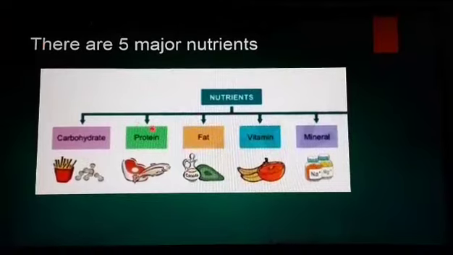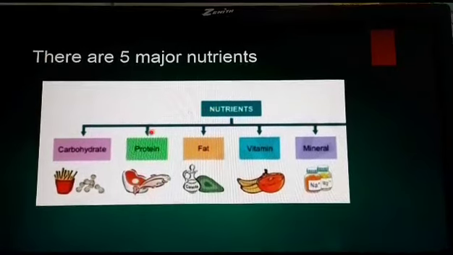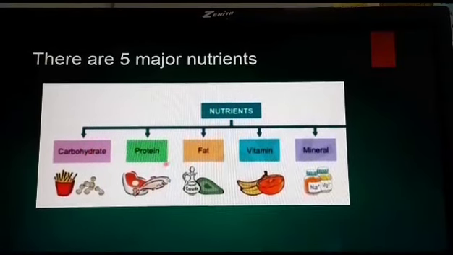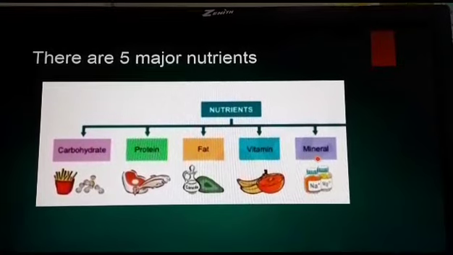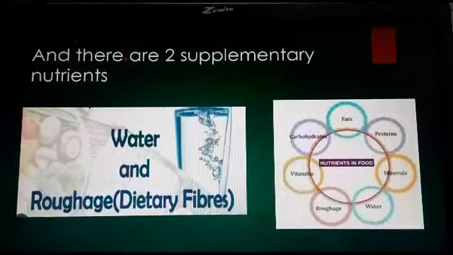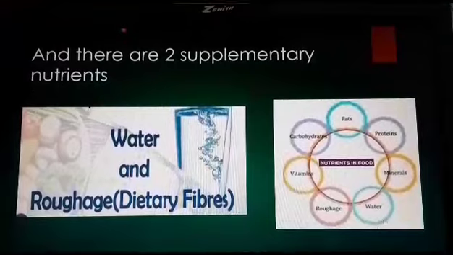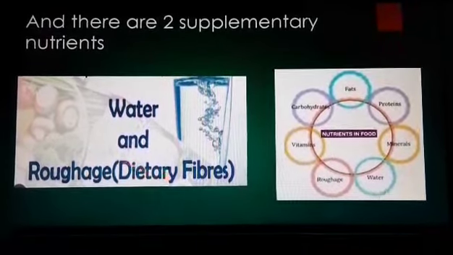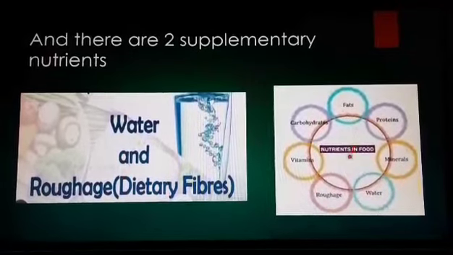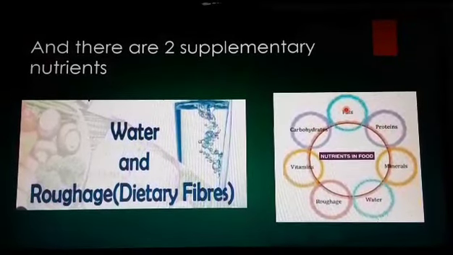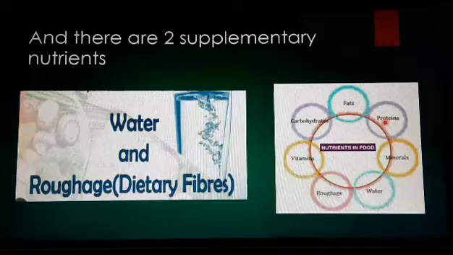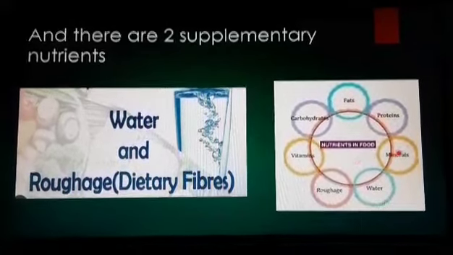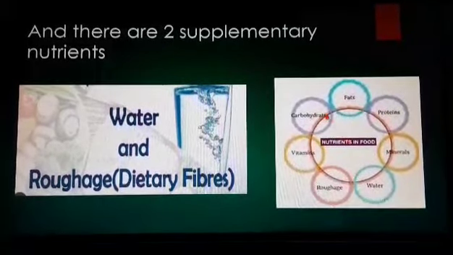There are 5 major nutrients: carbohydrates, proteins, fats, vitamins, and minerals. And there are 2 supplementary nutrients: water and roughage, known as dietary fibers. So, nutrients in food are fats, carbohydrates, proteins, vitamins, minerals, roughage, and water.